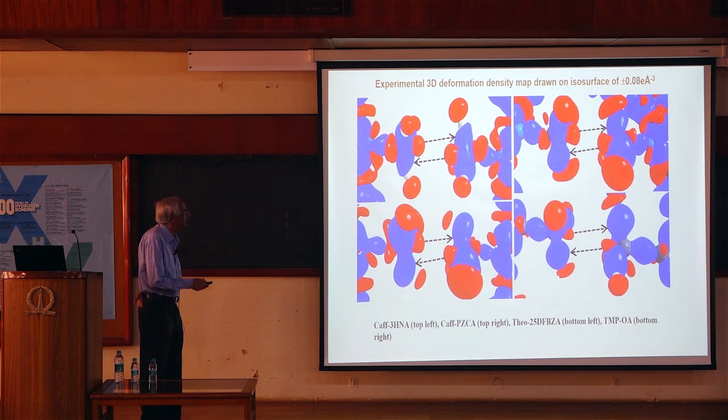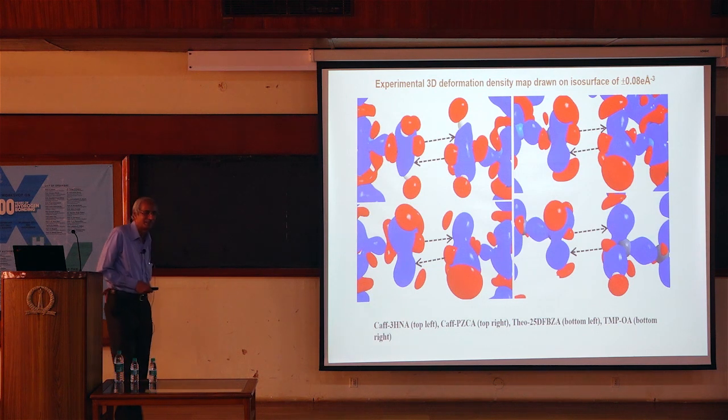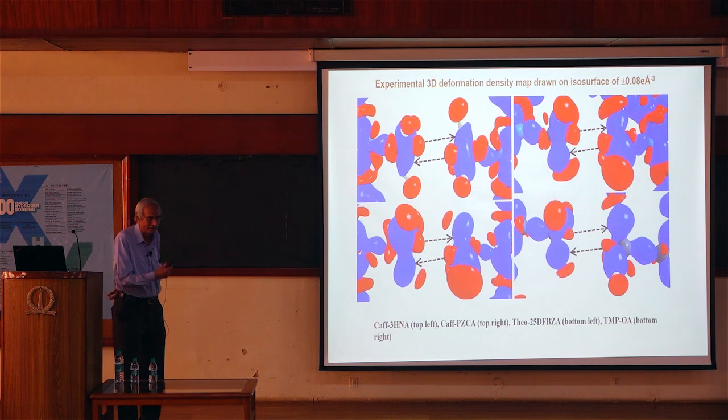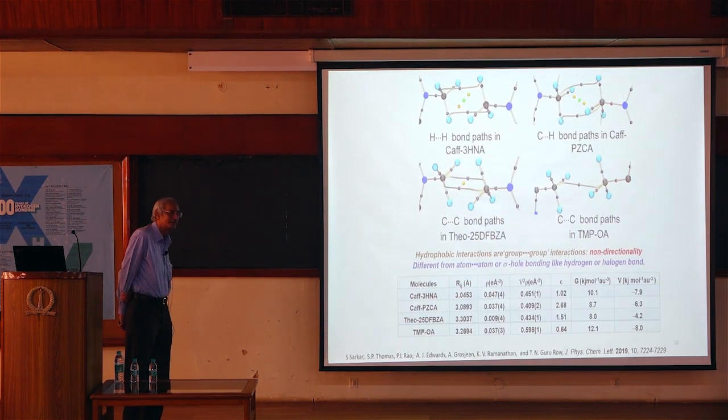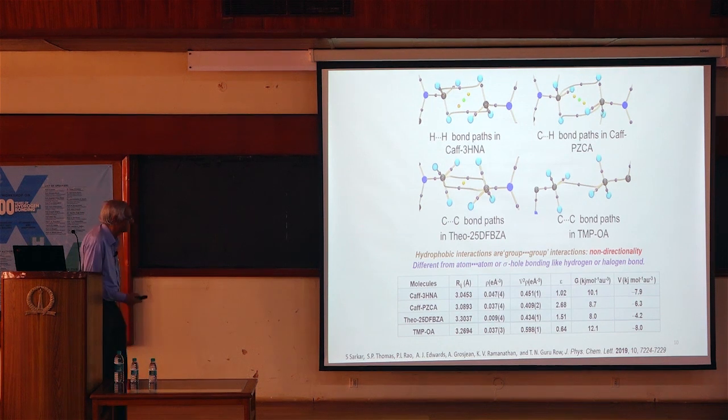In all these 4 cases, it's not just that the sigma hole is pointing directly to the electron dense region. And as a consequence, there is no sigma hole kind of interaction that is seen here. So we then went and calculated the densities, that is the electron density distributions. We calculated the kinetic energy and the potential energy. We also looked at the bond paths.